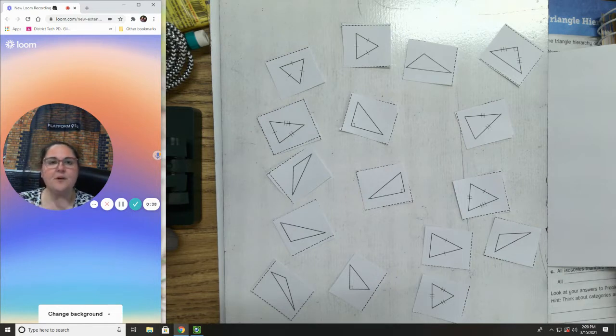Before we do anything else today, we're going to start by looking at a few shapes and talking about a few things. The first thing we're going to talk about is a big, giant word called a hierarchy. A hierarchy is basically a way to describe a group of things, a group of shapes, but it's a way to classify them and order them.